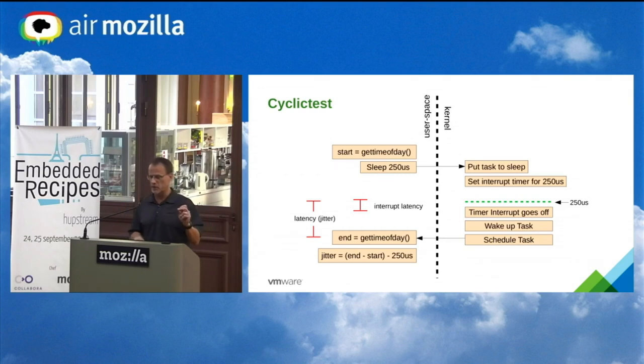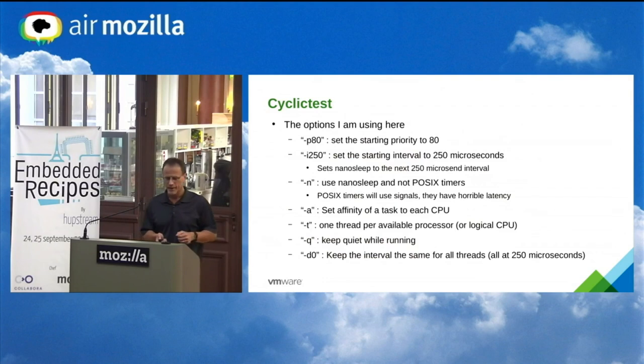We have our interrupt latency, which is kind of small. That's the time between when we wanted the interrupt to go off, the 250 microseconds, and when the interrupt actually went off. And then we have the wake-up latency, where we woke up the task, and then when the task actually got scheduled and ran. I'll post these slides.